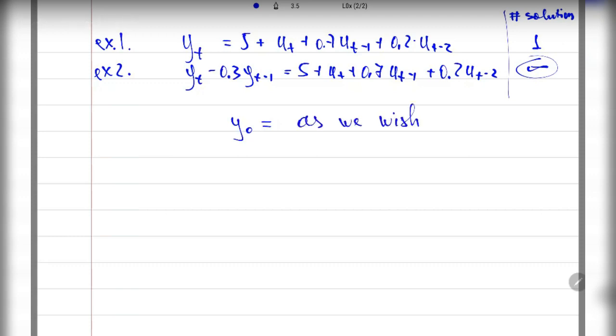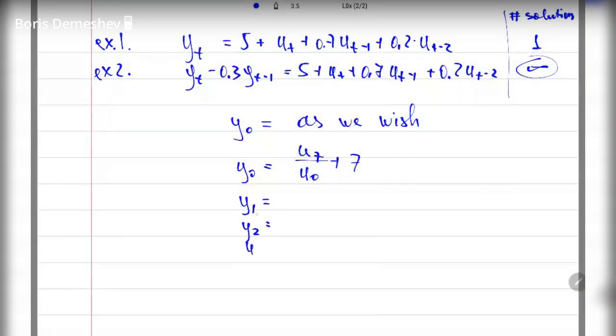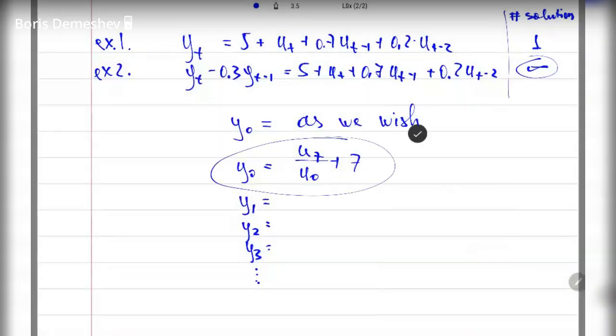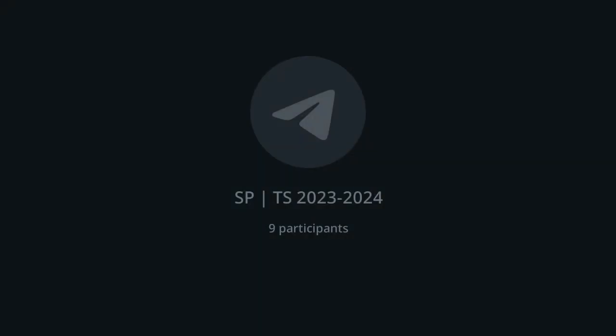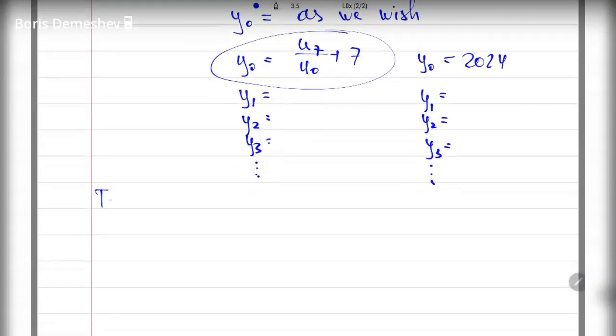As we wish. Yeah, we can write here y0 equal to, I don't know, 7. And then we can calculate y1, y2, y3, using the recurrence relation. Okay, yeah. So we can choose any y0, and as we can choose any y0, we can obtain infinitely many processes. Okay, so the first theorem is obvious.